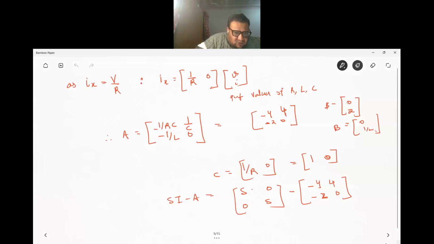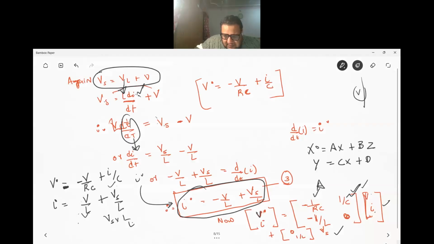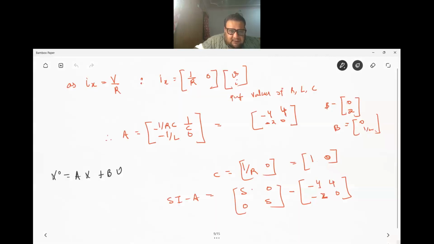So from this equation, X dot is equal to AX plus BU. So you got the values, right? You just substitute this. So this part becomes A. This is your A part. This is your B part, right? So you got A, you got B. So A is done and your B value is 0 and 1 by L, right? 1 by L. So the values are given there.